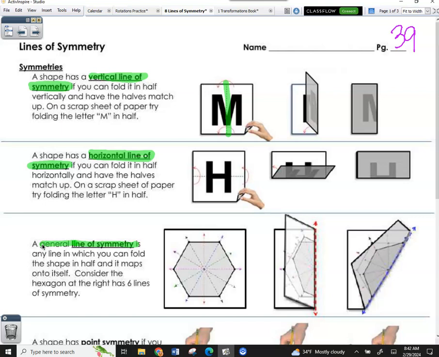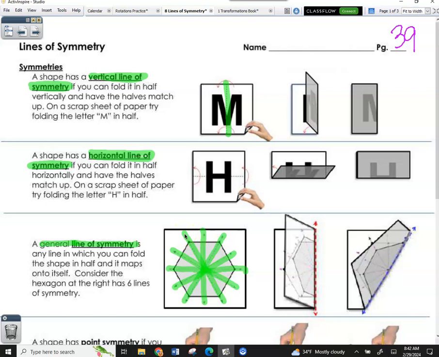We have a 6-sided figure here. So I can do a vertical line of symmetry. I can do a horizontal line of symmetry. But there's other lines of symmetry here because it's a regular polygon, meaning all the sides are equal. I could fold it this way, or this way, or this way, or this way. And those are all different types of lines of symmetry.